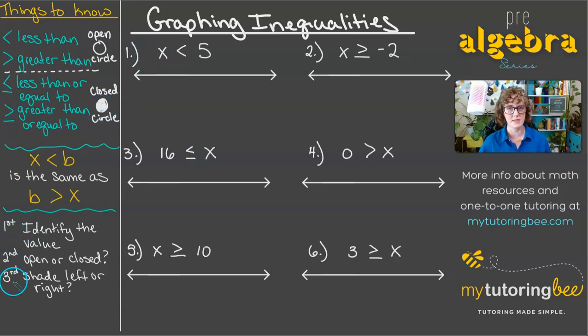Here are my 3 steps that I always use when I'm graphing inequalities. The first thing I want to do is identify the value. Okay, so x is less than 5. 5 is my value that I'm focusing on.